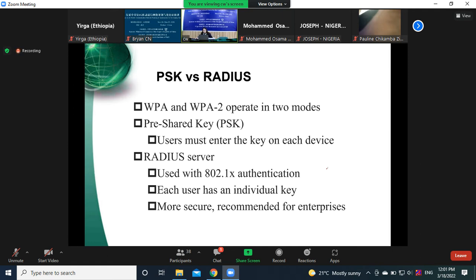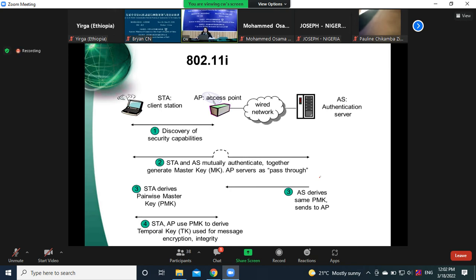WPA and WPA2 operate in two modes. One is PSK and the other is RADIUS. In PSK, users must enter the key on each device. And the RADIUS server is used with 802.1x authentication, and each user has an individual key, and it is more secure and recommended for enterprises.